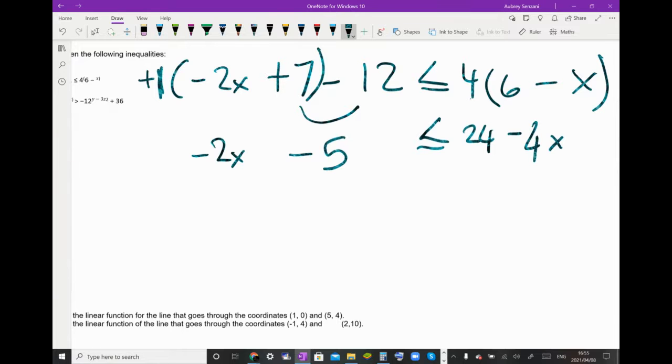Okay. Then what we can do is we can throw this negative 4x to the other side. It's going to become a positive. Okay, so I'm going to erase that. That's going to give you then a positive 2x. Okay, then we throw this to the other side. It's going to become a positive 5. So positive 5, that's going to give you then 29. Okay. All right. So 2x is less than or equals to 29.